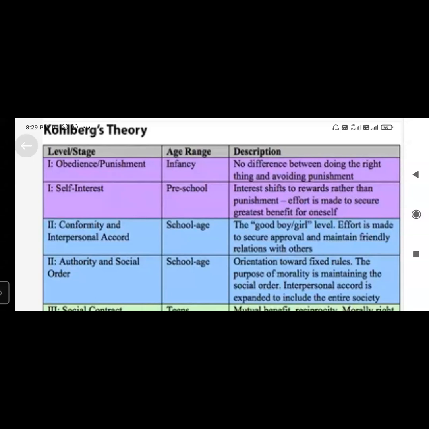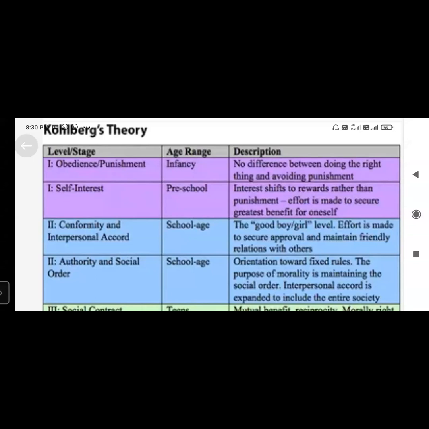Now, in Kohlberg's theory, some levels are mentioned, which you can see in the slide itself. Under the level stage, obedience and punishment is given, then self-interest, then conformity with interpersonal accord, and authority and social order. So that is written under the level stage.